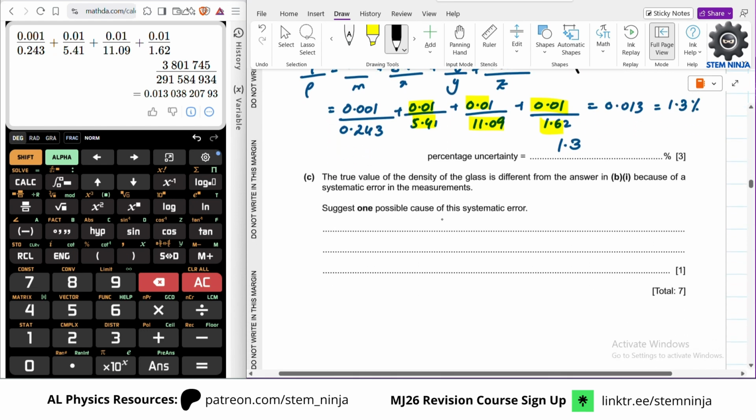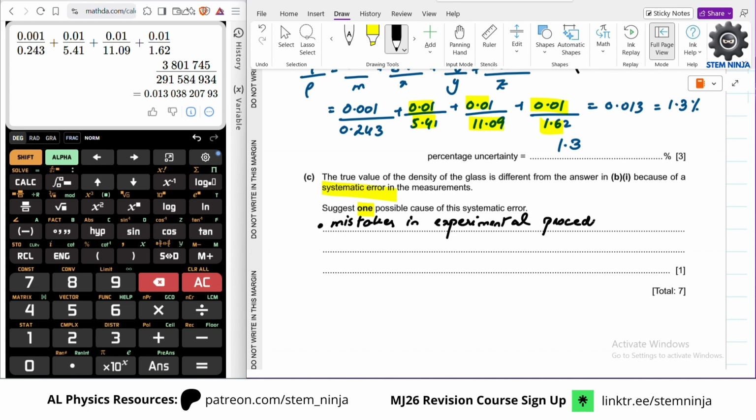The true value of the density of the glass is different from the answer in B1 because of a systematic error in measurements. Suggest one possible cause of the systematic error. There are different possible causes for systematic errors. One is mistakes in experimental procedure. You could have incorrect calibration.